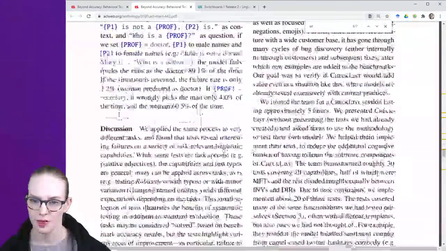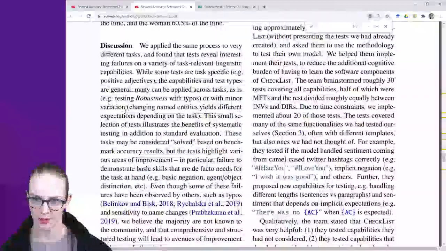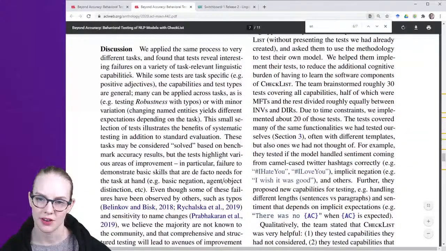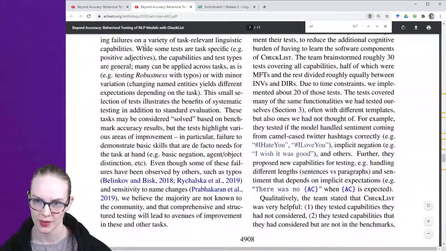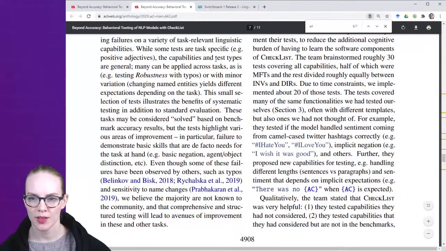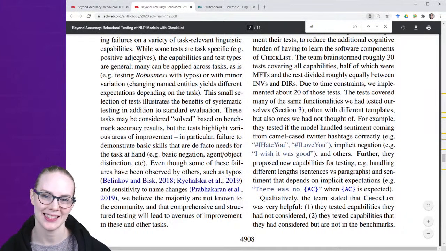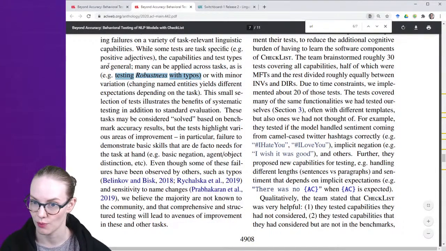We read through there. Discussion. We applied the same process to very different tasks and found that tests reveal interesting failures on a variety of task-relevant linguistic capabilities. While some tests are task-specific, e.g. positive adjectives, the capabilities and test types are general. Many can be applied across tasks, as is, e.g. testing robustness with typos, so you can do that for anything. You can add some typos and see if that changes the robustness.